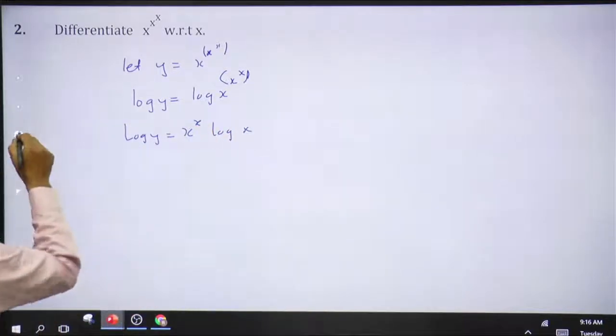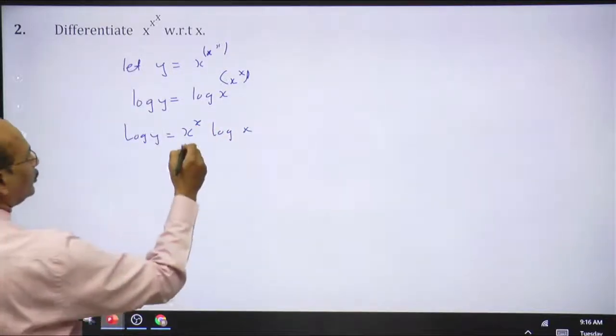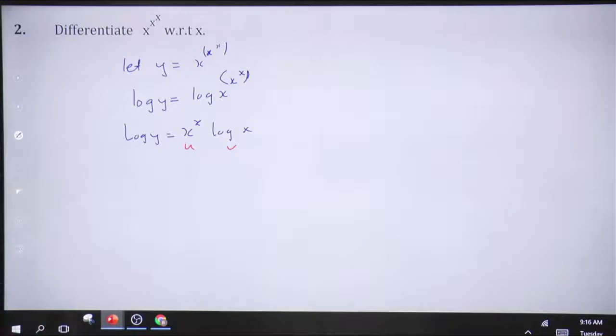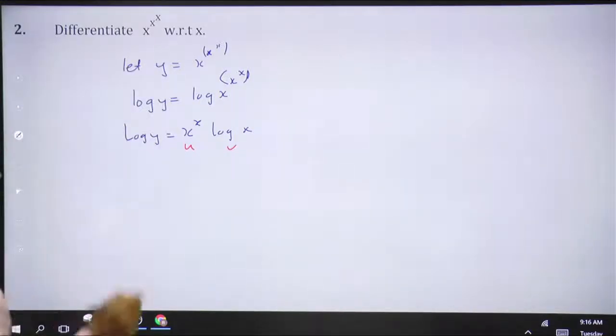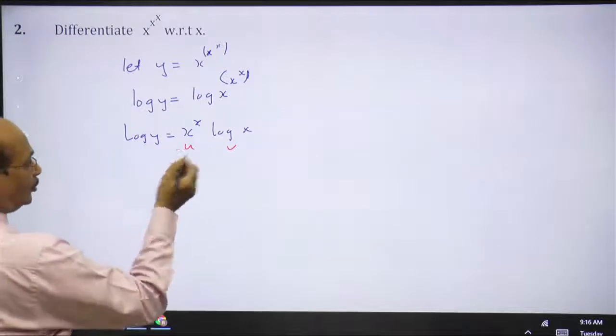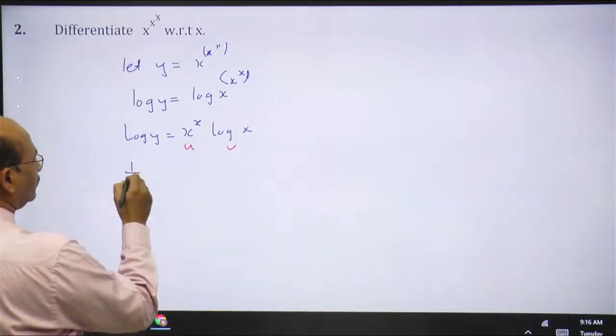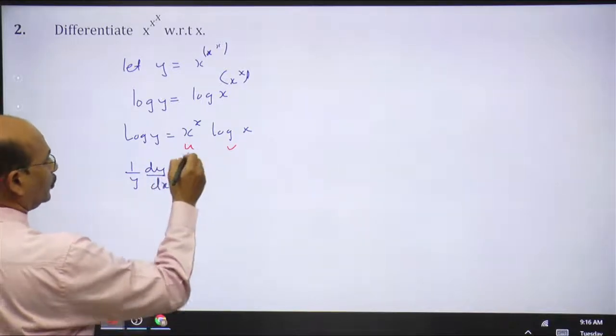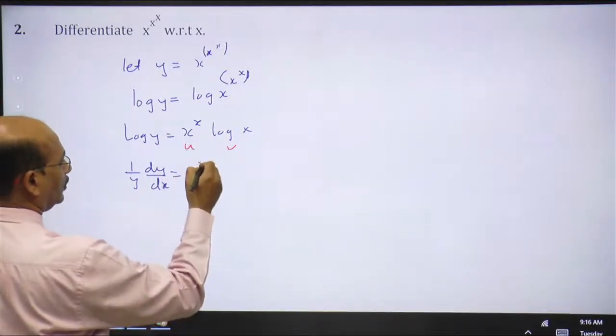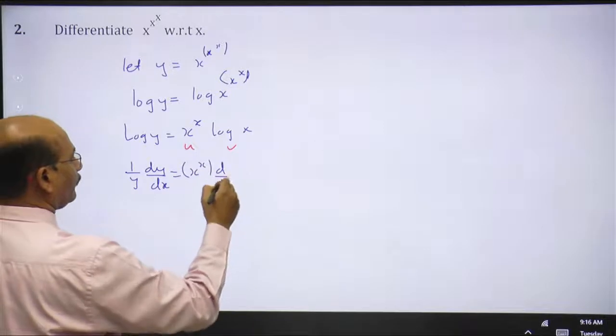So eventually what am I going to do now? I am going to use the u and v rule, the product rule. So 1 by y dy by dx is equal to u into the derivative of v.